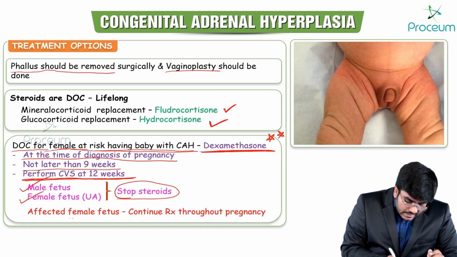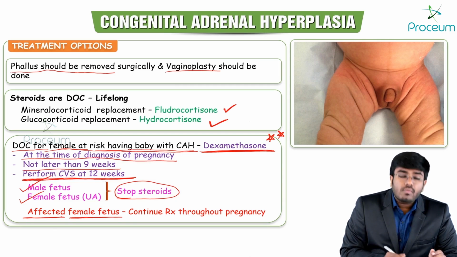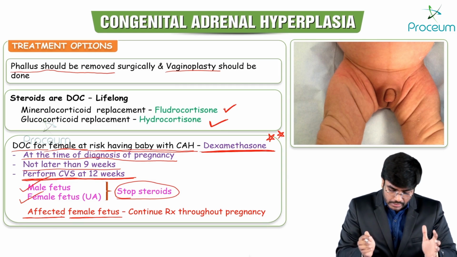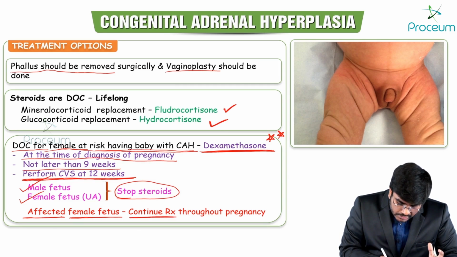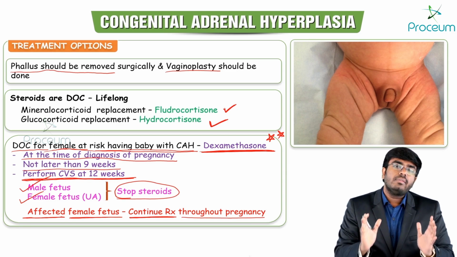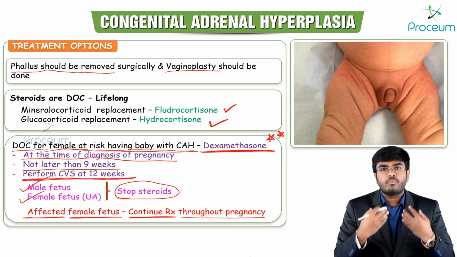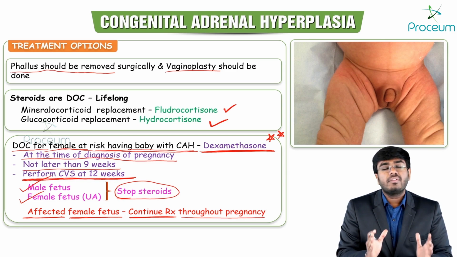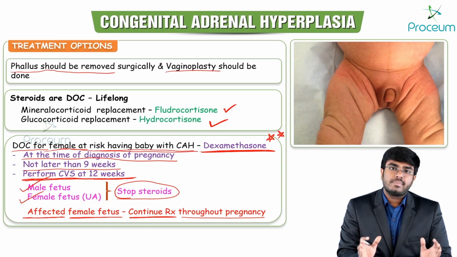If it's a female fetus and that too if it's affected, what can we do? If it is an affected female, then what we can do is continue the dexamethasone throughout the pregnancy. Continue. Okay. So till the delivery, we have to keep this woman on dexamethasone. Okay. So this is the treatment, very, very important for the exams.